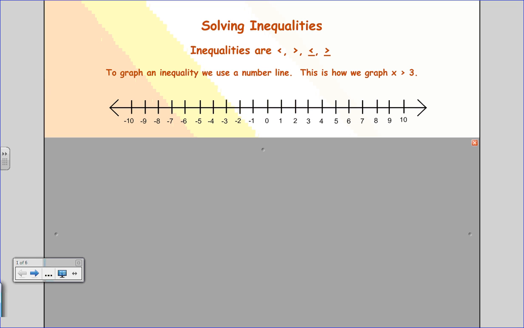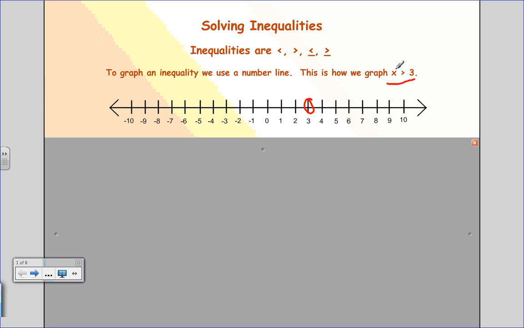Here's my number line from negative 10 to 10. I want to graph x is greater than 3. Okay? So the first thing I'm going to do is just find 3 on the number line and circle it. Circle not the number itself below the number line, but the dash that stands for where 3 is on the number line. Circle that.